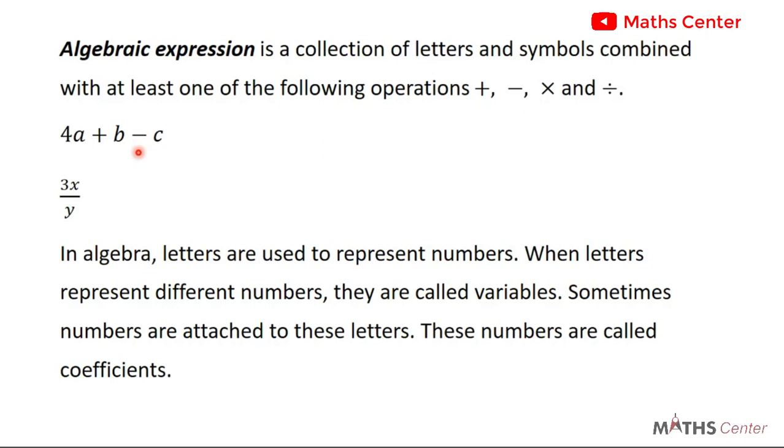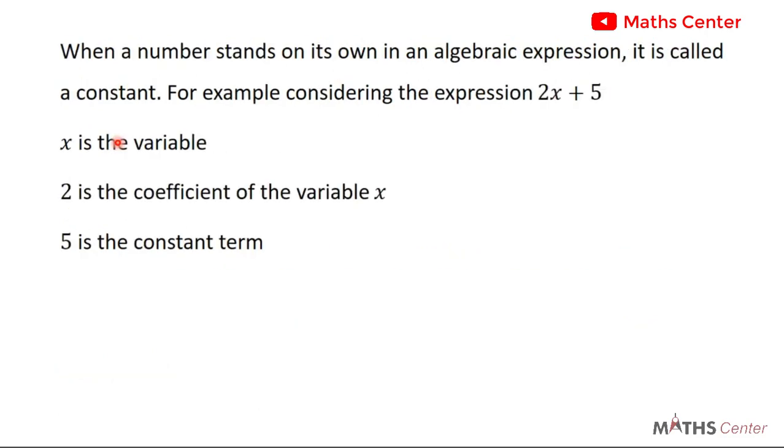Sometimes numbers are attached to these letters. You can see in the first instance that we have 4 attached to a. In that case, we call 4 the coefficient of a. 4 is the coefficient of a. Now, if you have a letter and there is no number attached to it, it means that the number attached to it is 1. We don't write it. That's why it's written as that. So these numbers are called coefficients. Let's proceed and learn more about algebraic expressions.